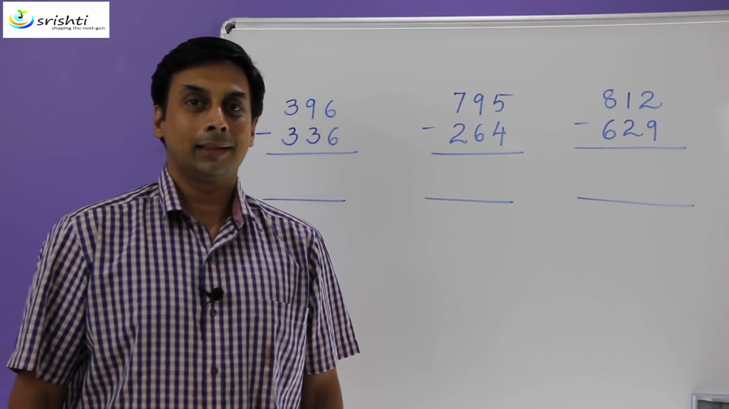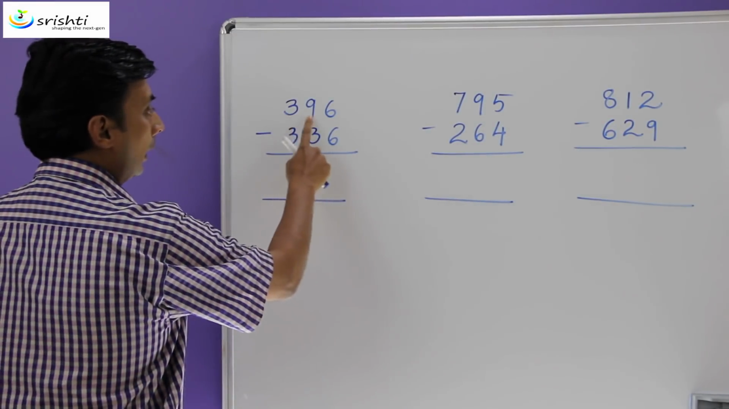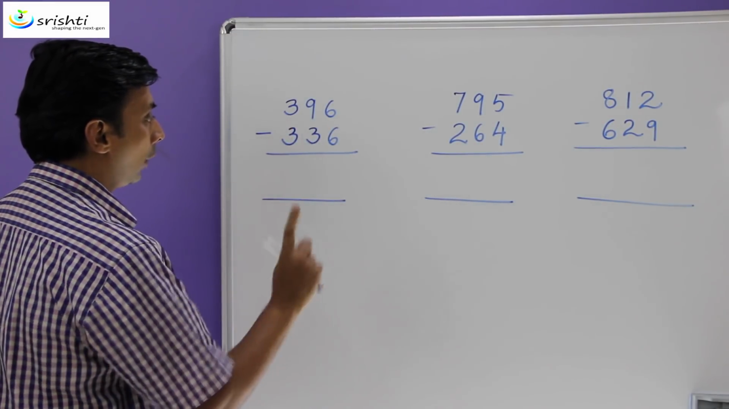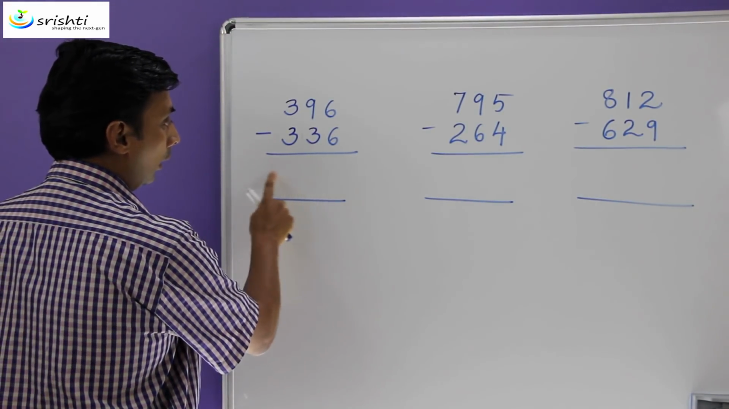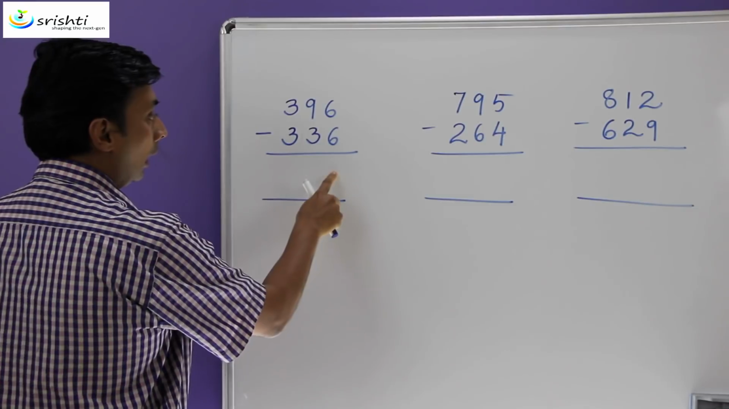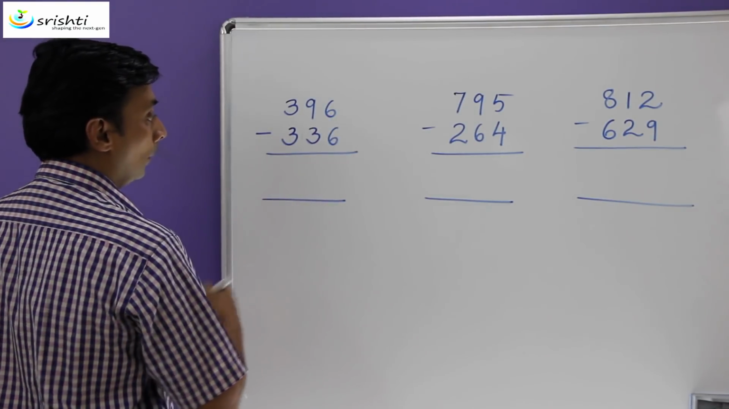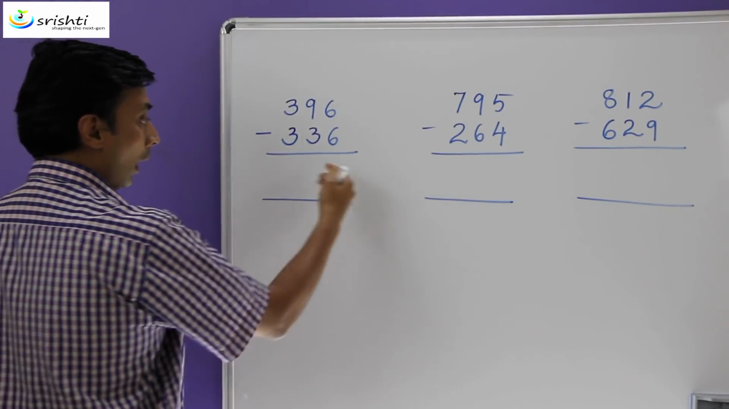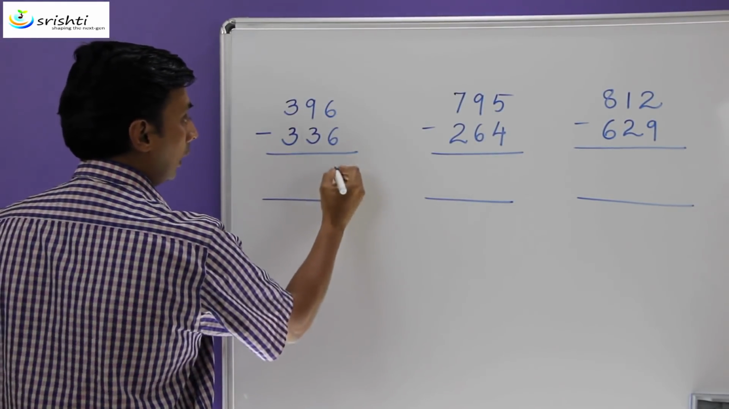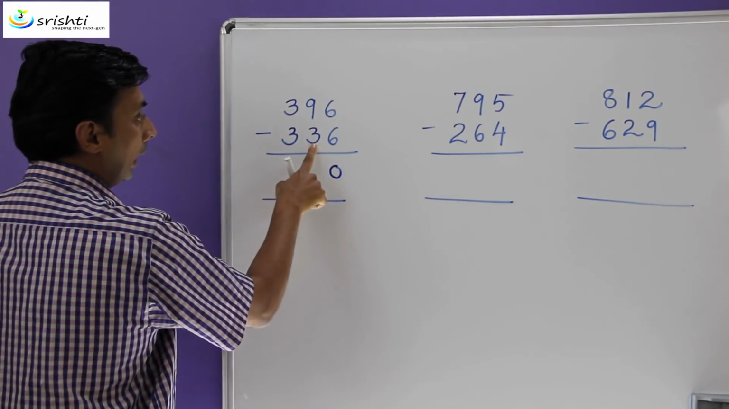So now let's see three problems and let's understand the concept. The first problem is 396 minus 336. Now what I'm trying to do is find the number over here, which is the answer, by guessing this number based on what I see in the second row and the first row. So what added with 6 gives me a 6? So I'm trying to add in the reverse order. So 0 plus 6 gives me a 6. What added with 3 gives me a 9?